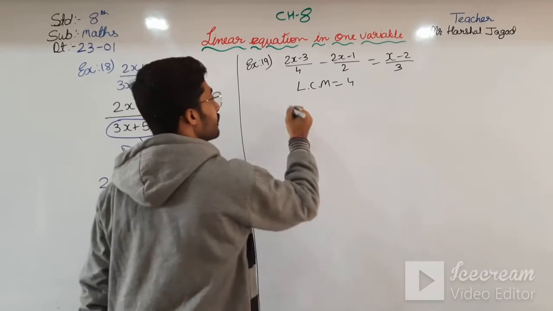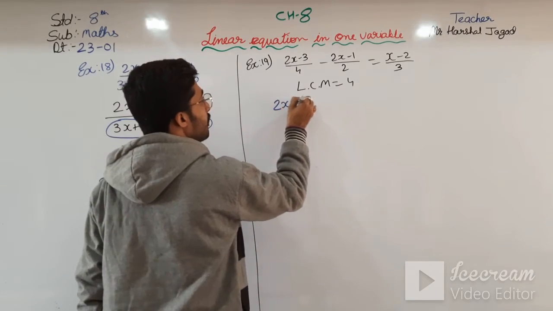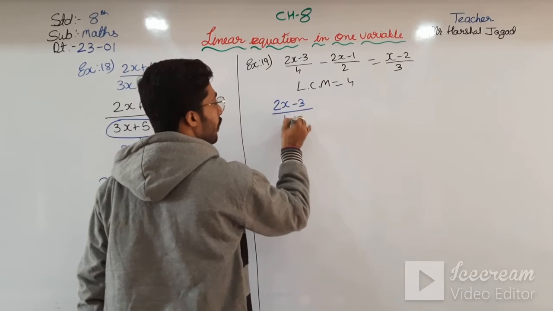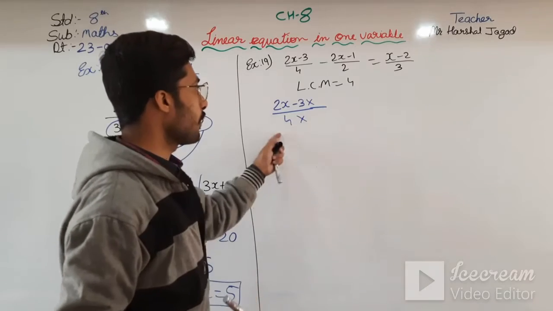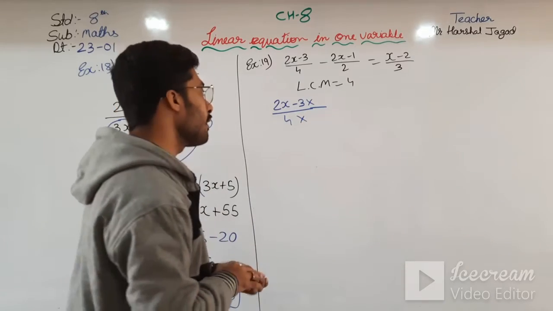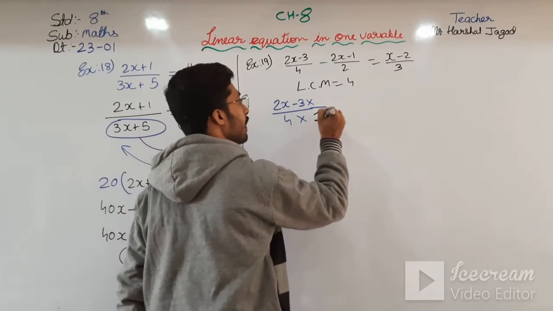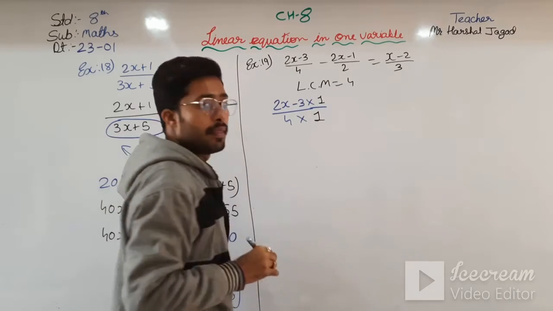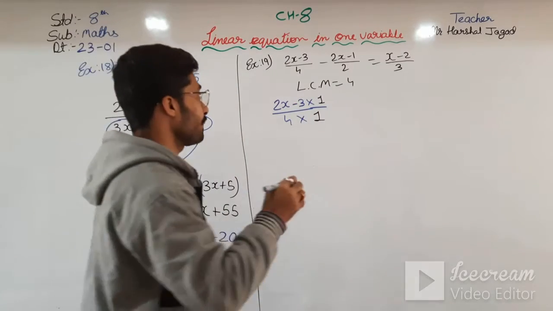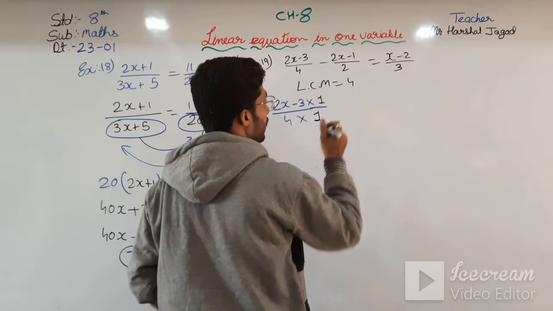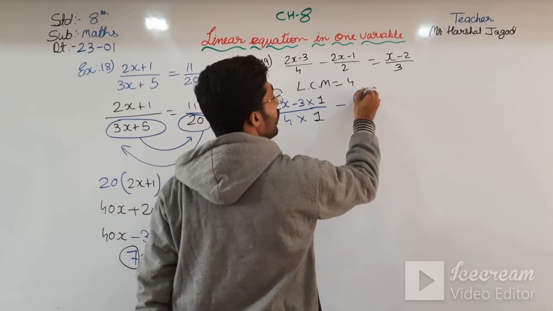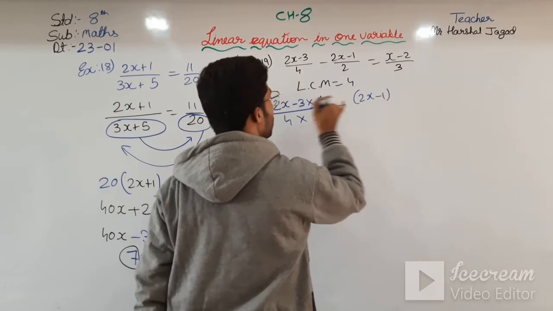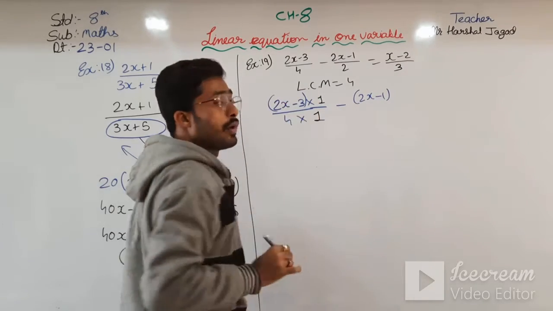So here, (2x - 3) upon 4. What should be multiplied by 4 to get 4? So I will say 1, 4 ones are 4, and here is also 1. Okay students, now in the second one, here (2x - 1), I am forming a bracket over here.